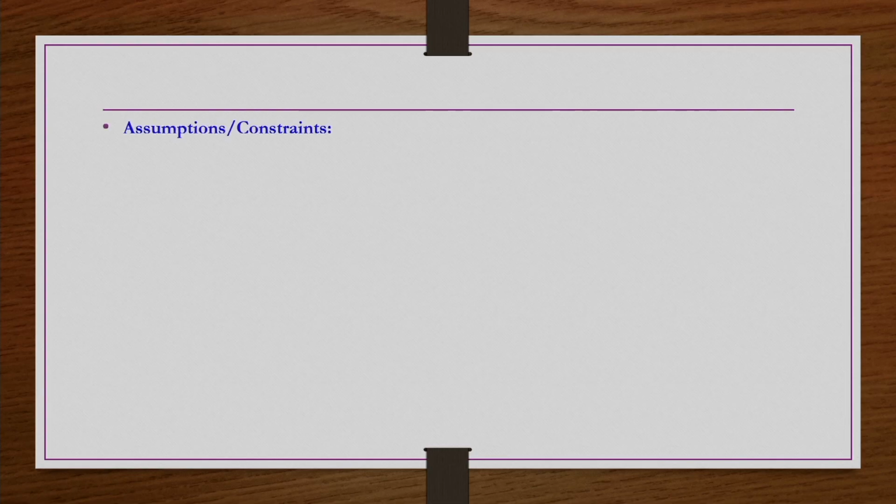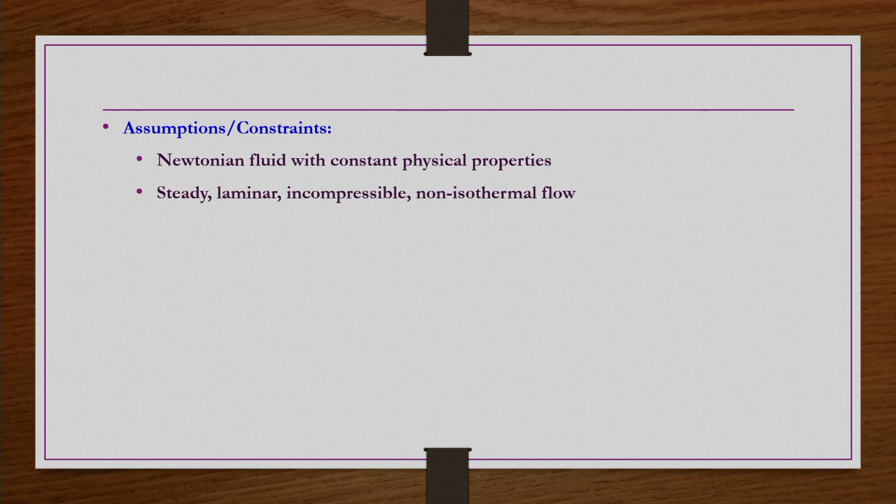Okay. So, first, constraints or assumptions of the problem. Newtonian fluid with constant physical properties, rho, mu, etc., are not changing even though non-isothermal conditions are there. Then steady laminar incompressible non-isothermal flow. Previously, when we were taking only momentum transfer, we took isothermal flow, but it is non-isothermal flow in this case. So, the temperature profile one has to find out.